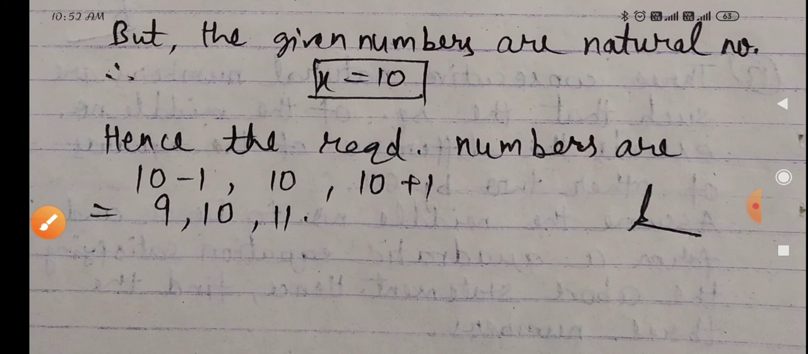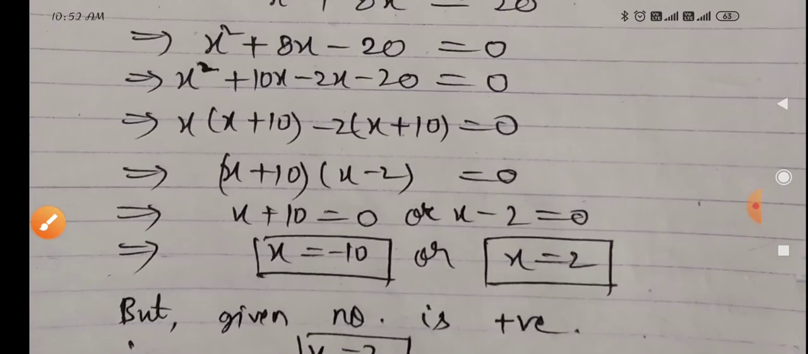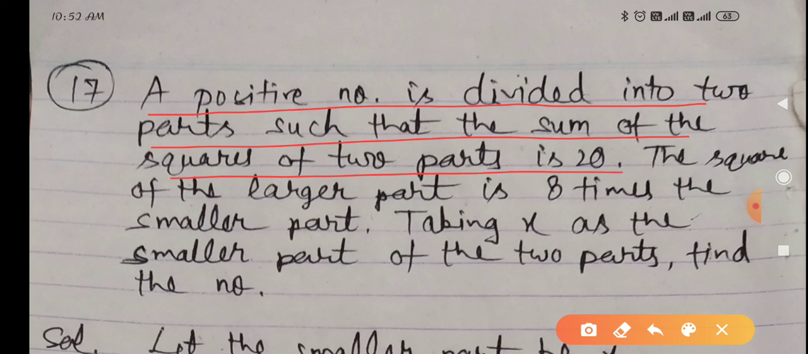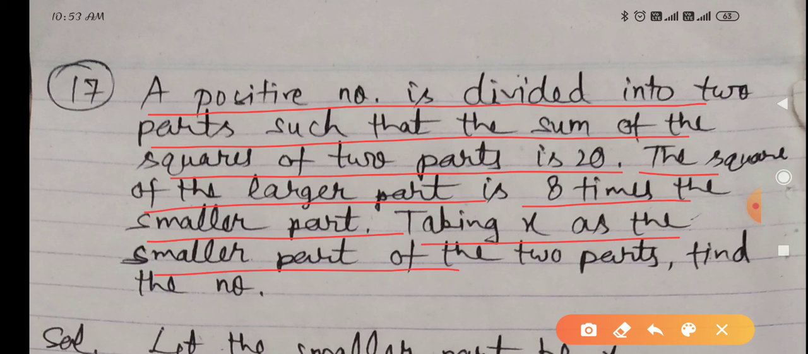Now one more question I am taking, question number 17. A positive number is divided into two parts such that the sum of squares of two parts is 20. The square of larger part is 8 times the smaller part. Taking x as the smaller part of two parts, find the number.